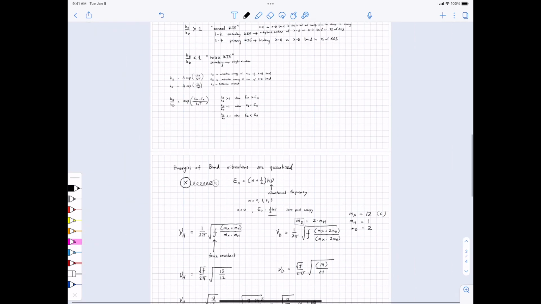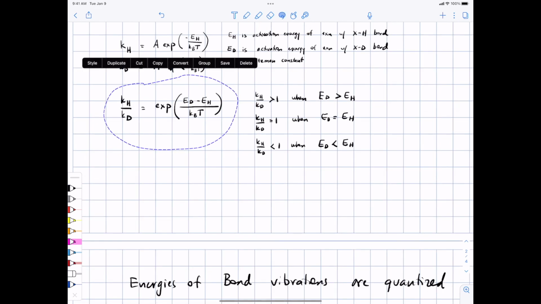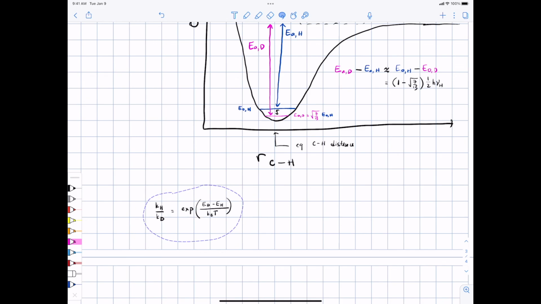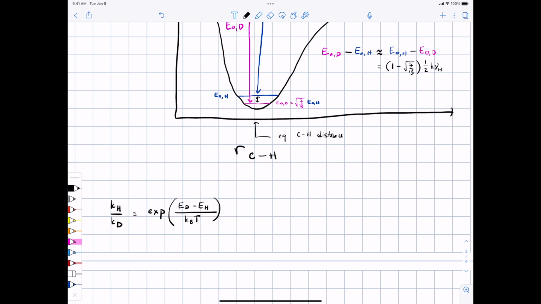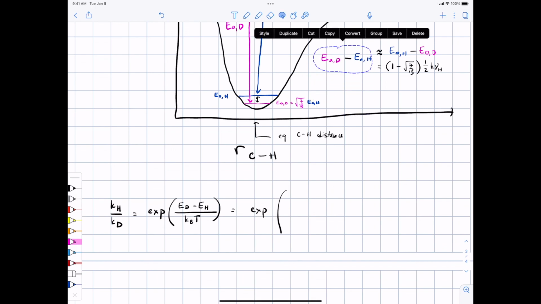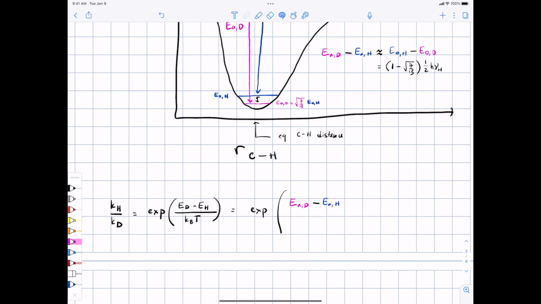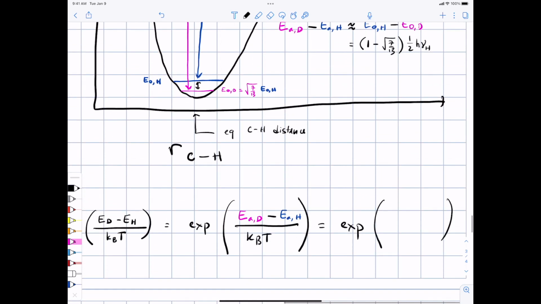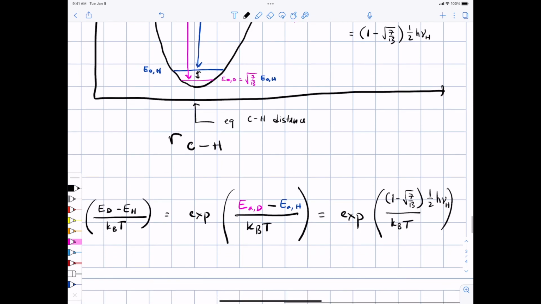Now let's go back to why we said we expected to see a kinetic isotope effect. Activation energy of deuterium. Sorry, I shouldn't have moved that. Activation energy of deuterium versus activation energy of hydrogen. We'll represent it that way. And then you can see how that's the same as the exponential of 1 minus the square root of 7/13 divided by kBT times 1/2 h times vH, the vibrational frequency for hydrogen.